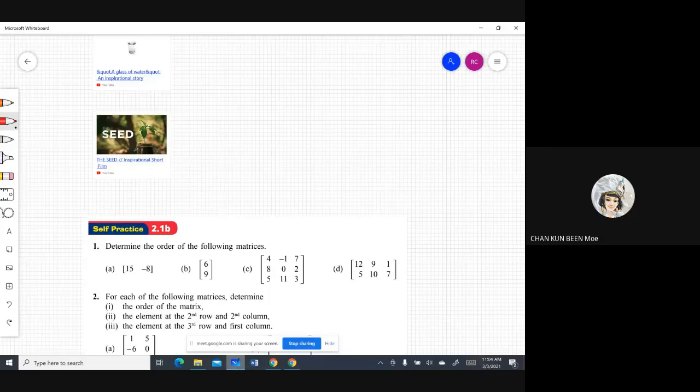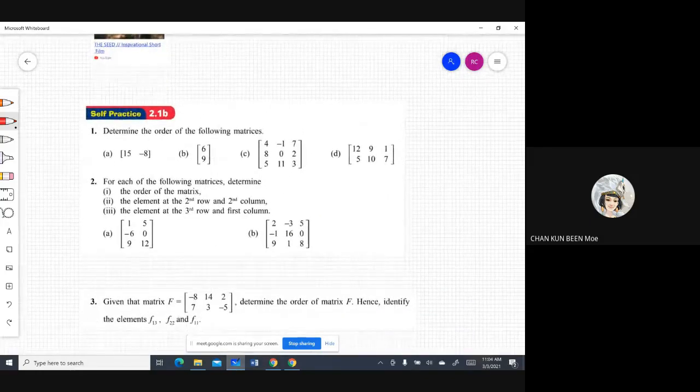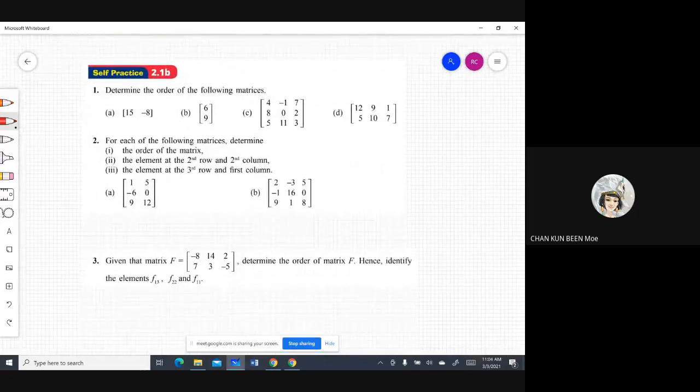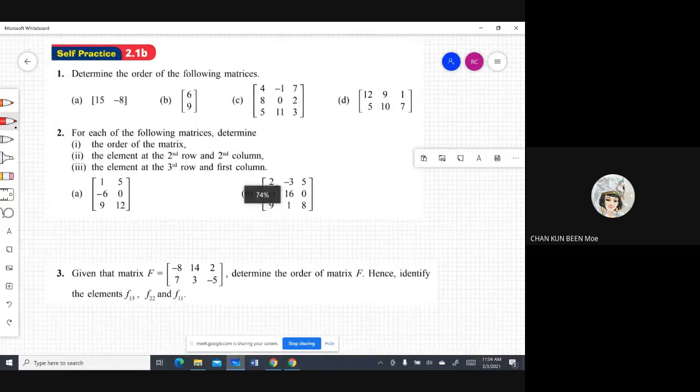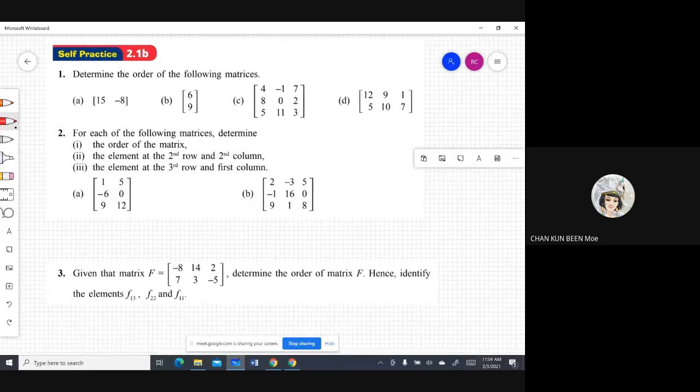Exercise is your matrices. Hopefully you still remember what you have learned. Okay, so practice 2.1b, number 1. Hopefully you're with me right now. Determine the order of the following matrices.